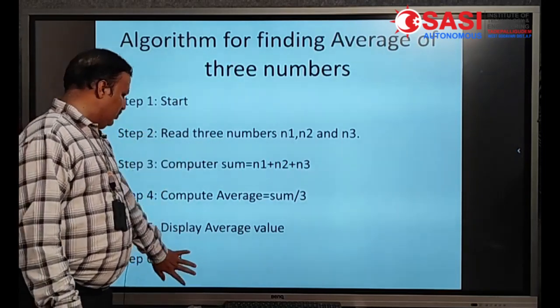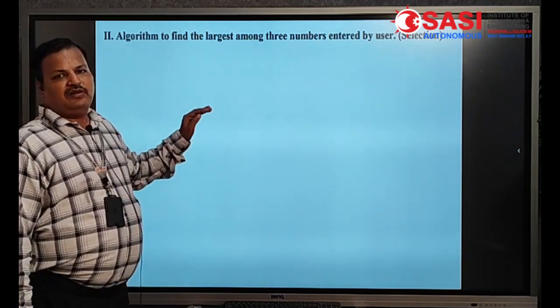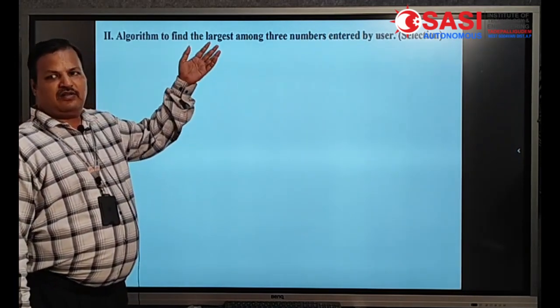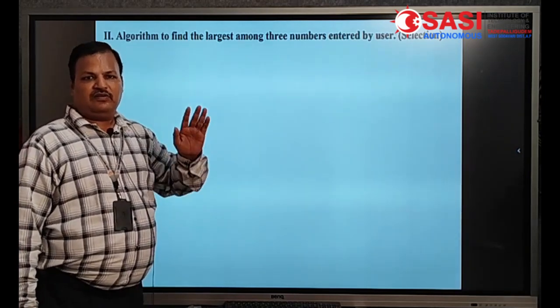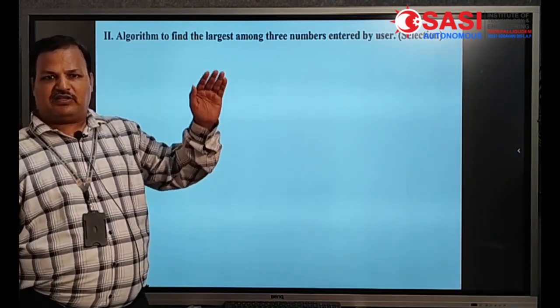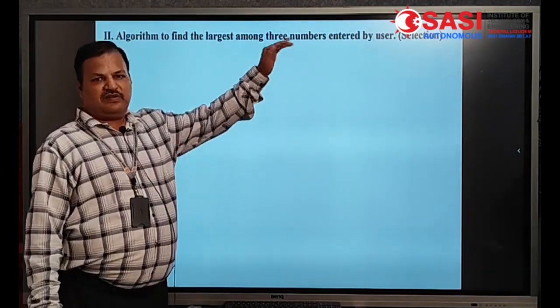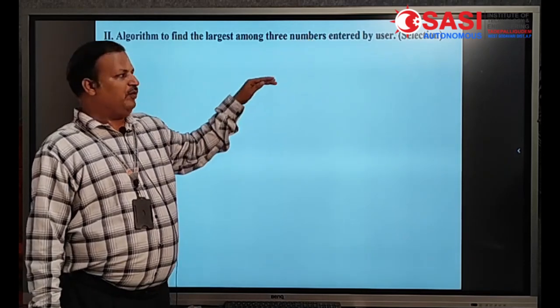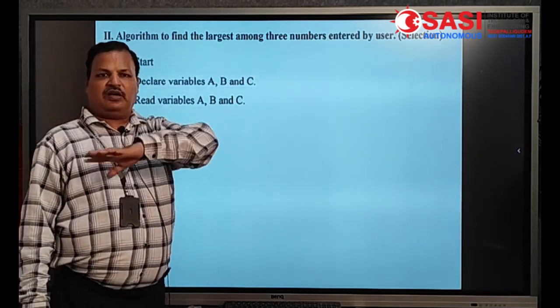Next, we go for another example: an algorithm to find the largest among 3 numbers. The earlier algorithm we saw was a sequence, without any selections or repetitions; we wrote the instructions from step 1 to n. Here is an example for selection. Maybe we have to do a particular section, maybe for particular steps we have choices.